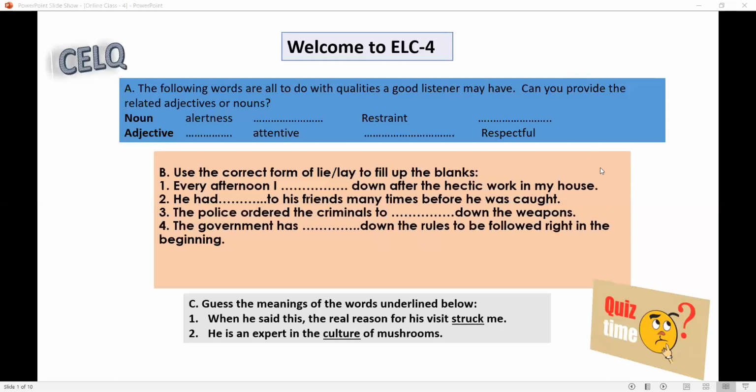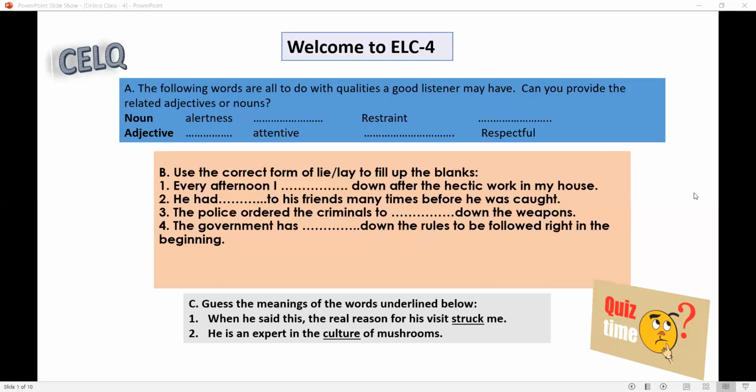Now, the second question B is: use the correct form of lie or lay to fill up the blanks. I wanted to do a little bit of research here to understand the difference.